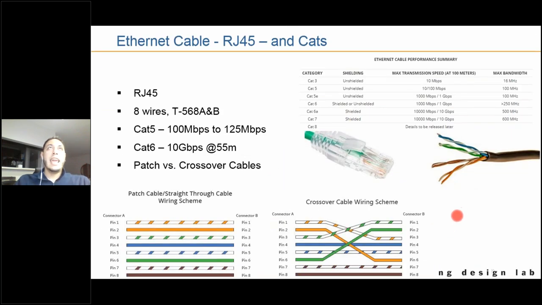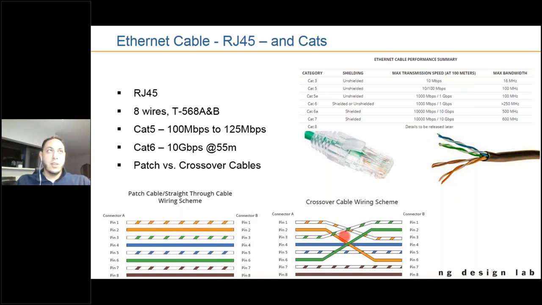And let's talk a little bit about this cable, the Ethernet cable, or the RJ45 cable. RJ just stands for registered jack, and the number 45 is the number of the interface standard for this specific cable. Interesting to note, the Ethernet cable has 8 wires that can be wired in a couple of different configurations, T568A or B. And ultimately, these can be called patch or crossover wiring configurations.